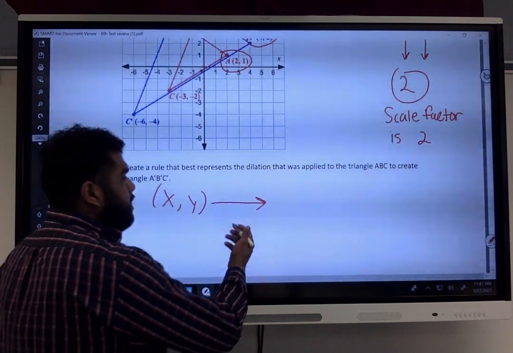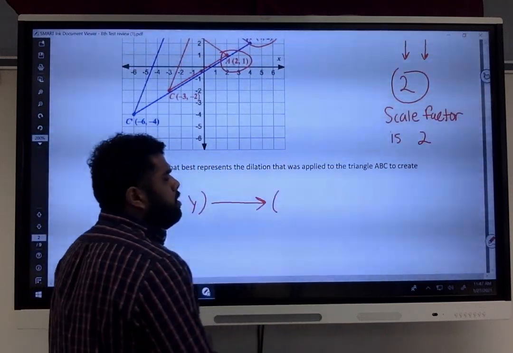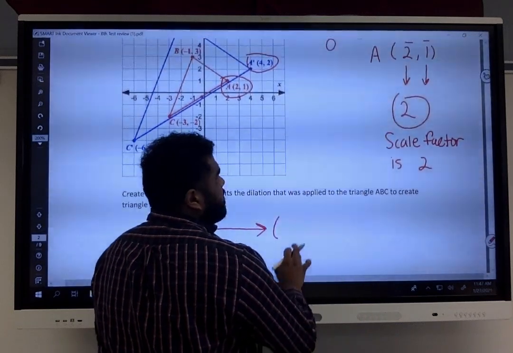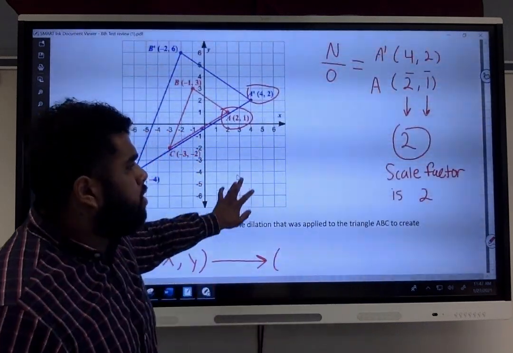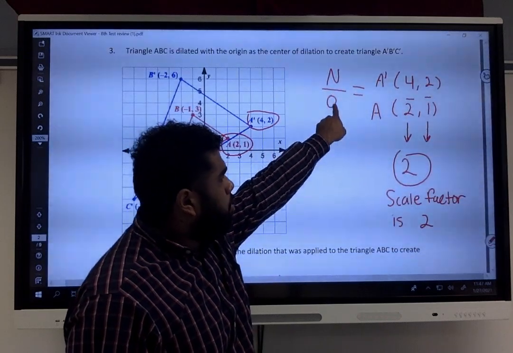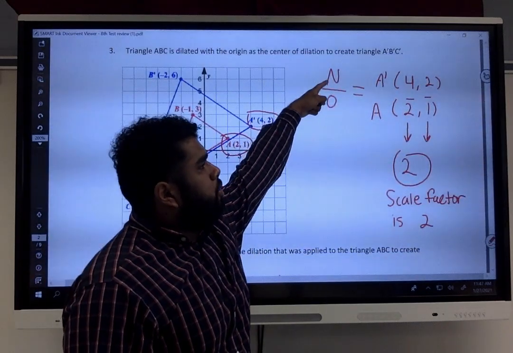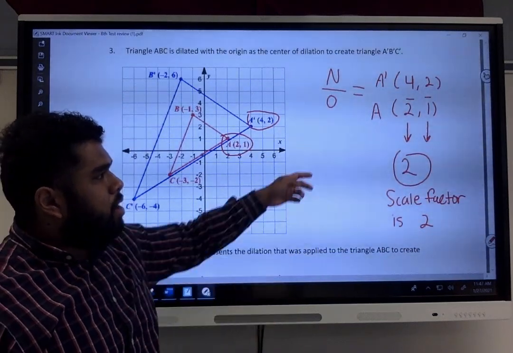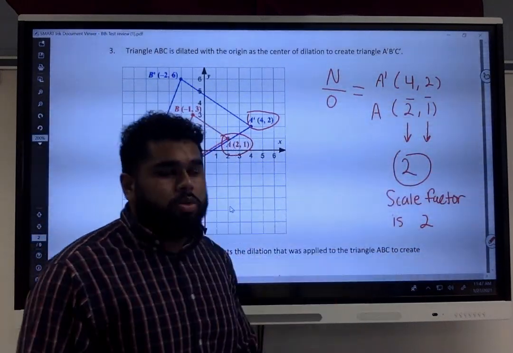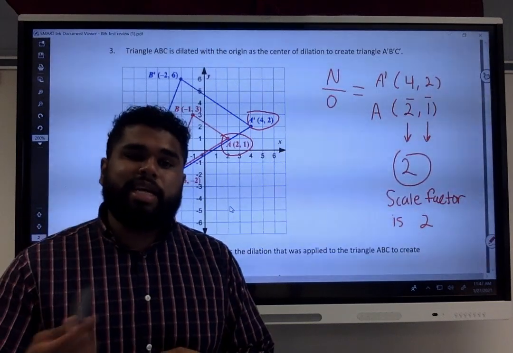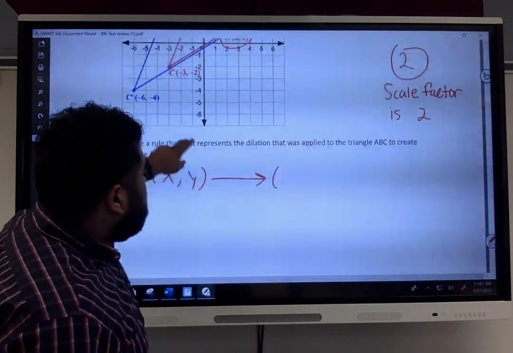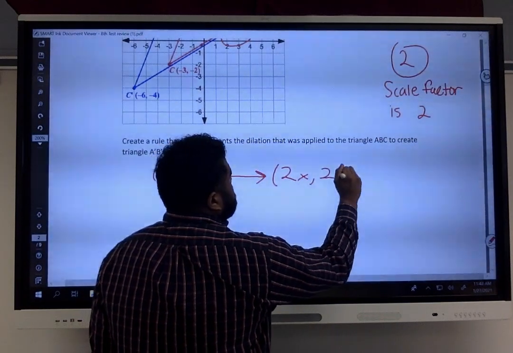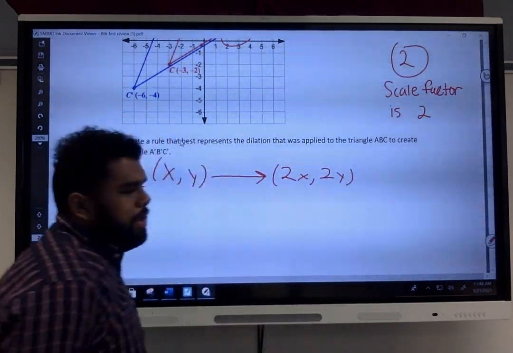And then for a dilation, like what we did here, well, what was our scale factor? It was 2. Again, how do we find our scale factor? We took our new over our original. We divided our new point by our original. So A prime was 4, 2, divided by our original point of A, which is 2, 1, and you'll get 2 for both the x and the y. So our scale factor was 2, so it's going to be 2x, 2y.